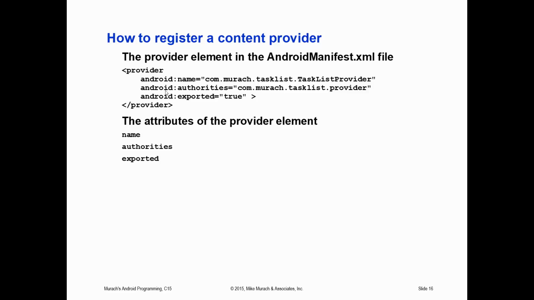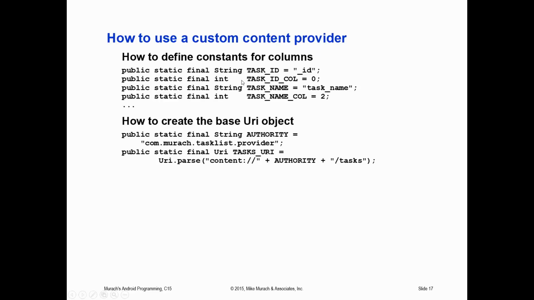I think we'll continue on here because the next part at least seems like it would make sense to talk about this. All right, because it's how to use a content provider. So we just talked about how to register. So how do you use it? Figure 15.8 on pages 482 and 483 show how to use the content provider for the task list app.